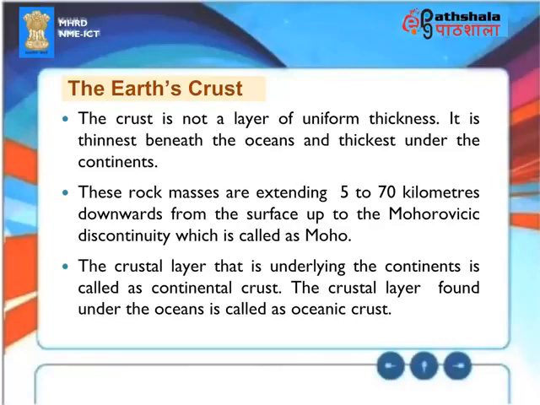These rock masses extend 5 to 70 kilometers downwards from the surface up to the Mohorovicic discontinuity, which is called Moho. The crustal layer that underlies the continents is called continental crust. The crustal layer found under the oceans is called oceanic crust.